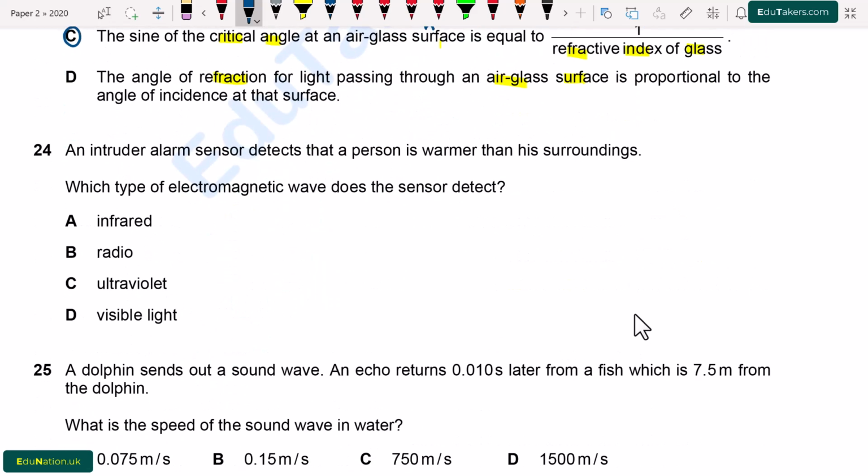Question number 24. An intruder alarm sensor detects that a person is warmer than his surroundings. Which type of electromagnetic waves does the sensor detect? Infrared, radio, ultraviolet, visible light. So it is the infrared rays that are detected by the intruder alarm sensor. So option A is correct.